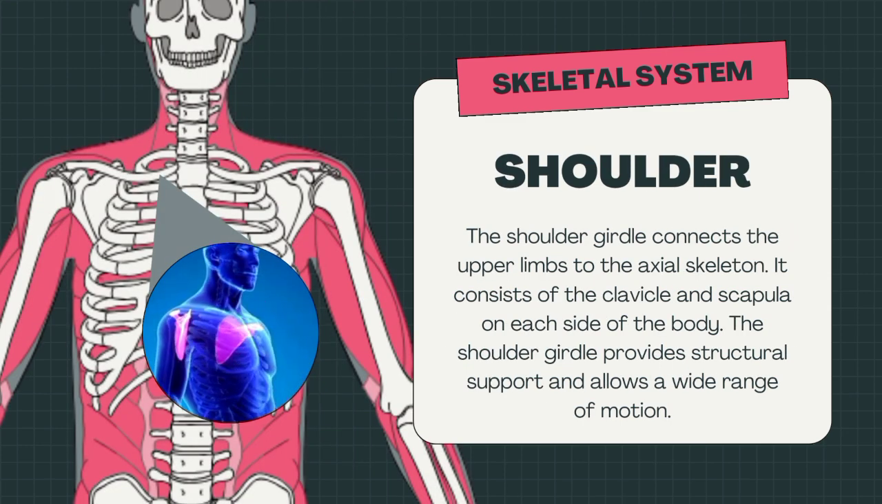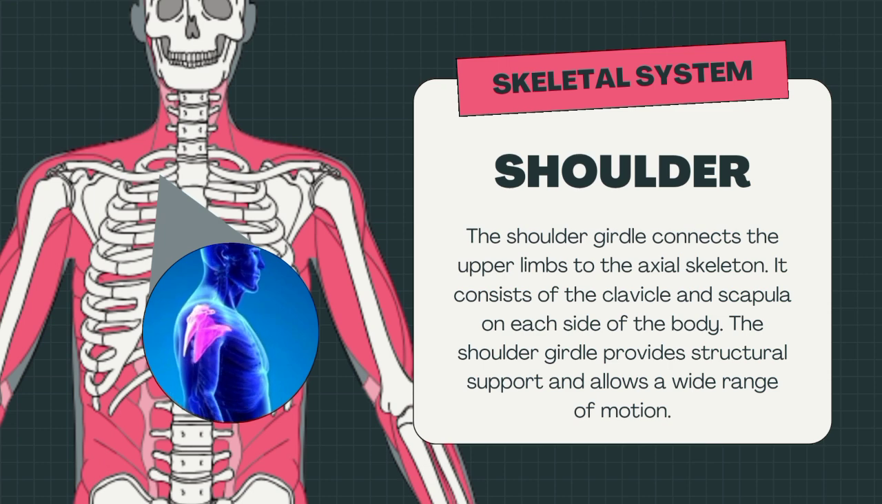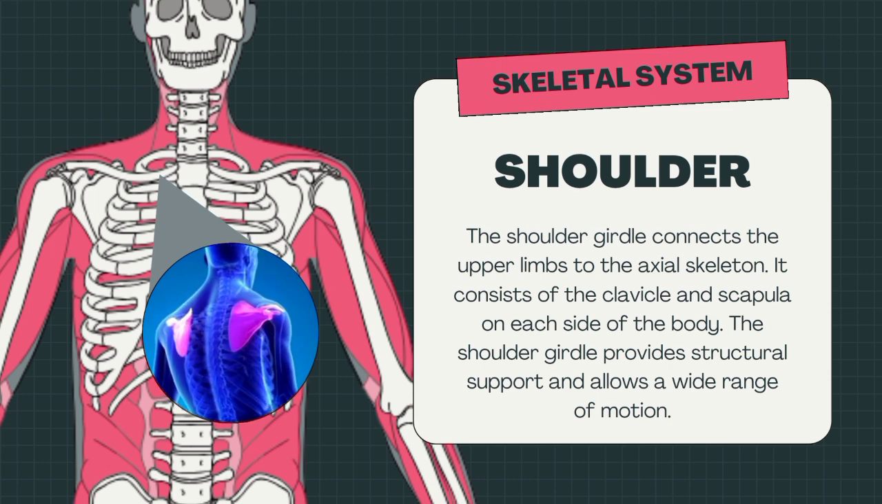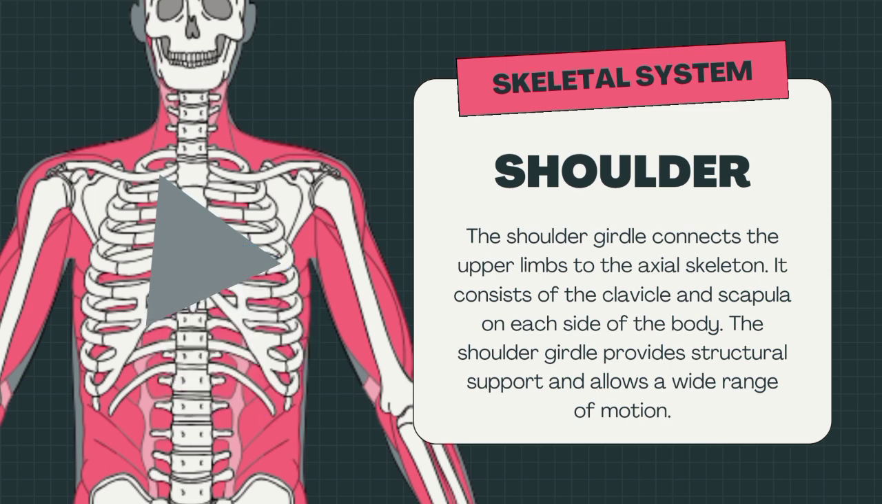The shoulder girdle consists of a flat bone called the scapula, or shoulder blade. It also consists of the clavicle, or what we call the collarbone. They are attached to the long bone of the hand and provide support during movement.